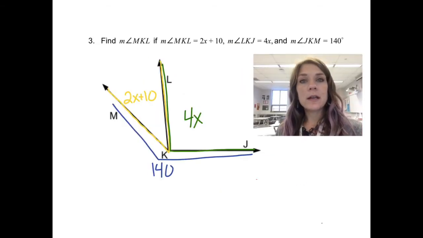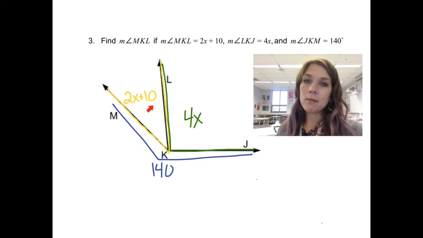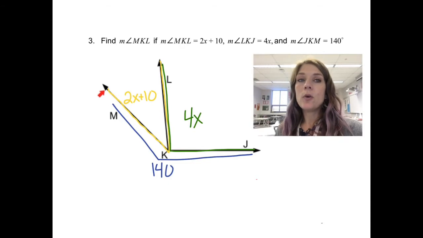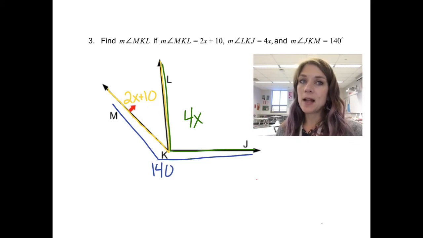So in this particular example, I already have the diagram labeled for us, but let's go ahead and read through it. We're supposed to find the measure of MKL. Well, the measure of angle MKL is right here in yellow, MKL. But then it does tell us that there's an expression that equals that measure, which is 2x plus 10. So I don't know what it is for the exact degree, but I do have an expression that's representing that. So I'm labeling that as such.